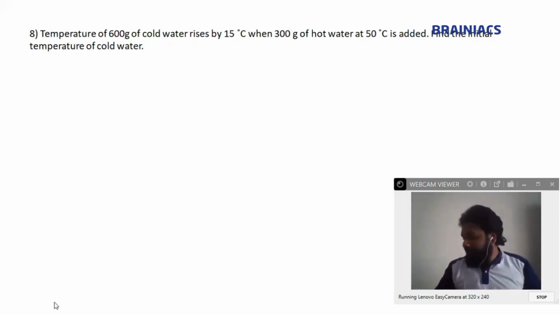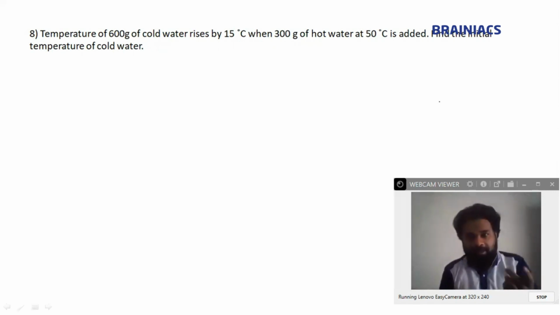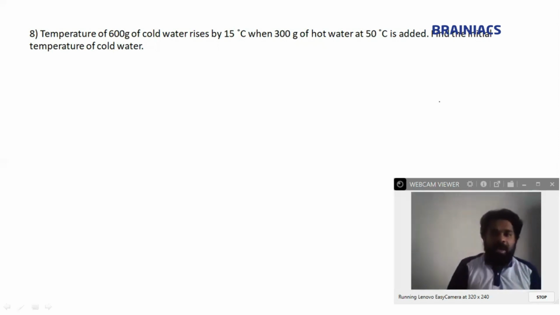Okay, so here the temperature of 600 gram of cold water rises by 15 degrees Celsius when 300 gram of hot water at 50 degrees Celsius is added. Find the initial temperature of cold water. So the temperature of 600 gram of cold water is increased by 15 degrees Celsius. Here the change in temperature is given, and we need to find the initial temperature of cold water.